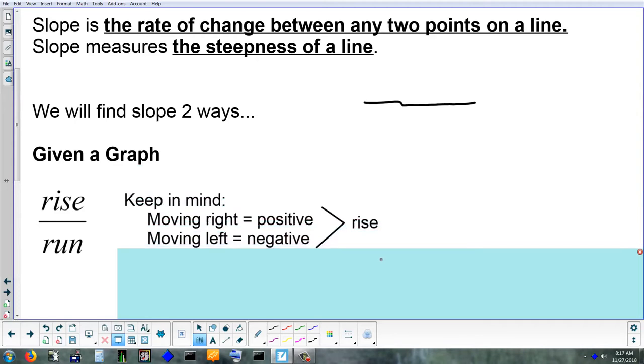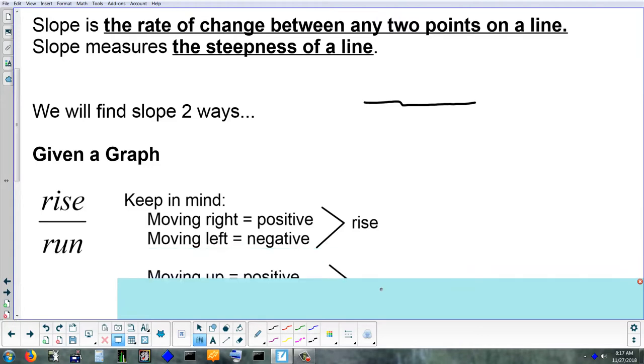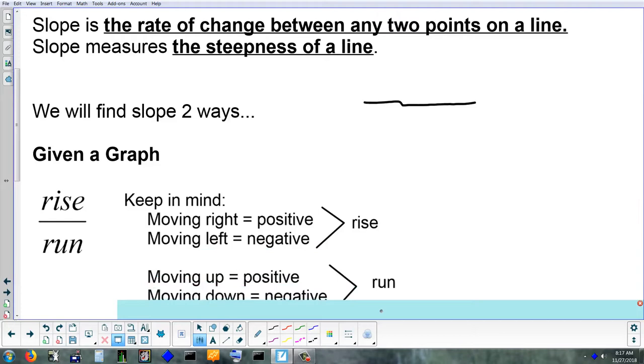So on your guided notes, this should be the other way around. All right, so if you're moving up, it's gonna be positive. If you're moving down, it's gonna be negative. And then your run, that's right or left. If you're moving right, it's positive. If you're moving left, it's negative. When we do these, chances are you're never gonna go down and to the left. You're either going up to the right or down to the right.